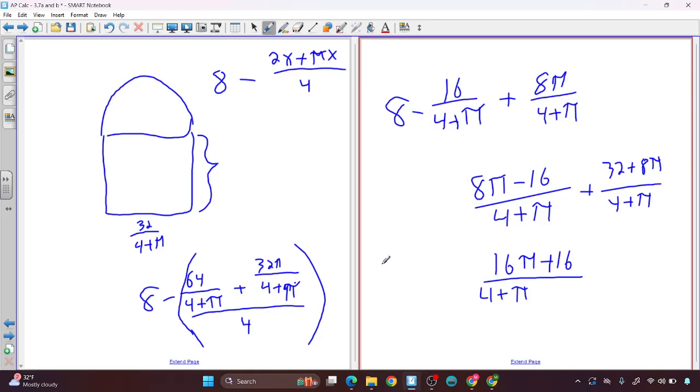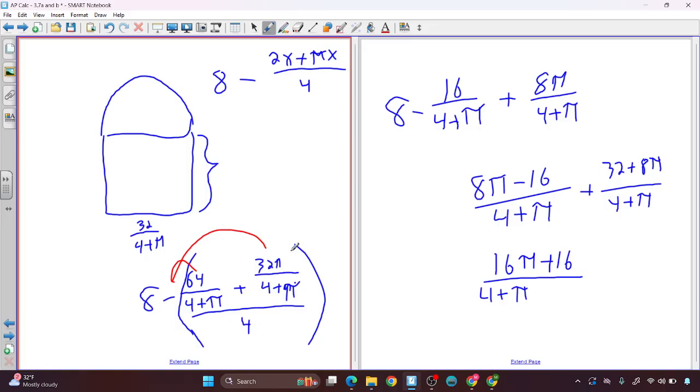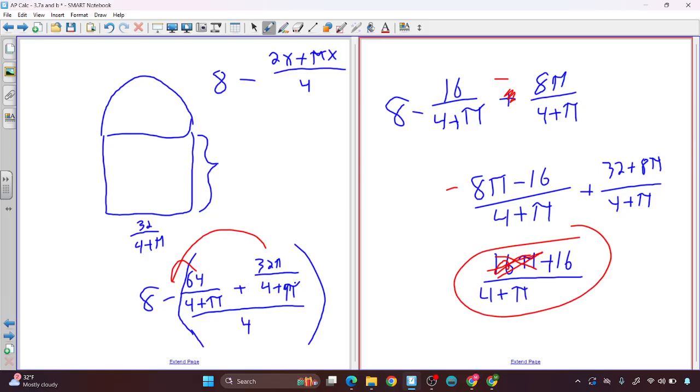All right, we have good news, bad news again. The good news is it's pretty fixable, but we just forgot to distribute this negative. So that makes that a negative, that makes that a negative. And then I think what happens is that those pi's cancel. Yeah, and you get that for your y. So that would be your y value, 16 over 4 plus pi. All right, that's it. That's the Norman window.